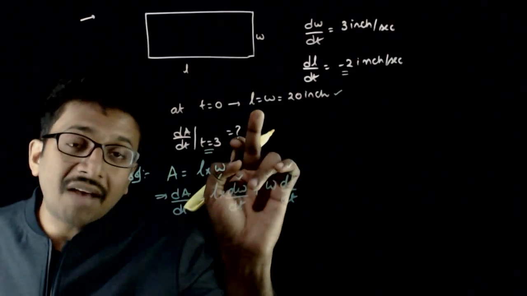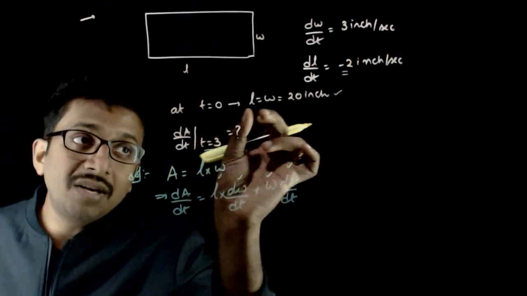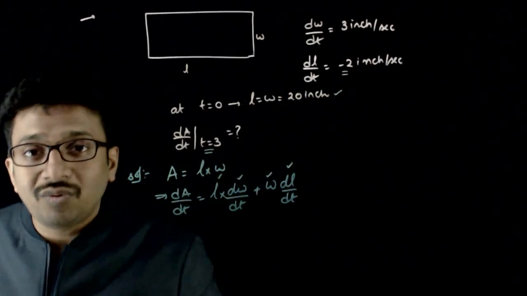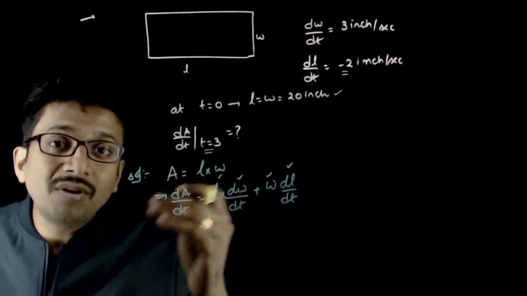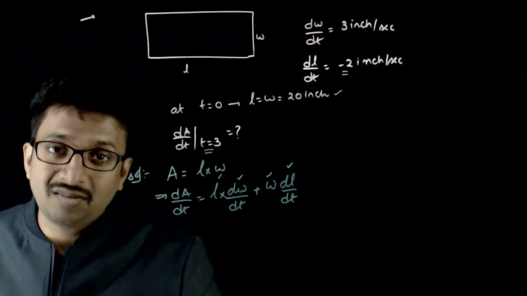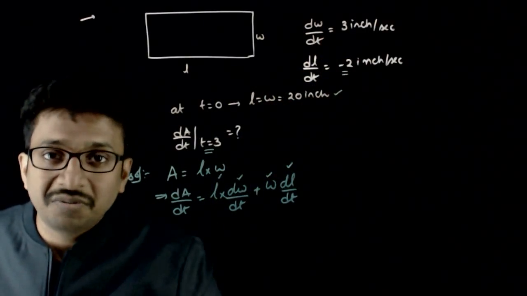For that, you have the initial condition. At t equal to 0, the length and width are both 20 inches. At t equal to 3, can you find the length and width? Yes, by using the rates of change.